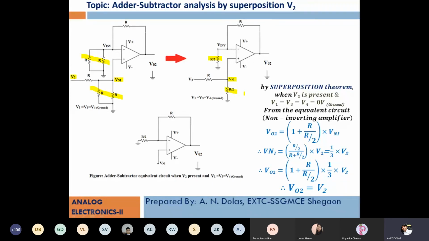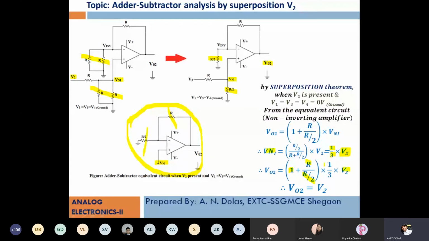So V non-inverting terminal is V2 by 3. The effect of source 2 on this circuit using the superposition theorem will be the non-inverting gain multiplied by the non-inverting voltage, because this is again the non-inverting mode of operation. The non-inverting gain is 1 plus R upon R by 2, because R is the feedback resistance and R by 2 is the input resistance. It comes to 3 into 1 by 3 into V2. The 3 gets cancelled again, and similarly the output due to source 2 will be equal to V2.